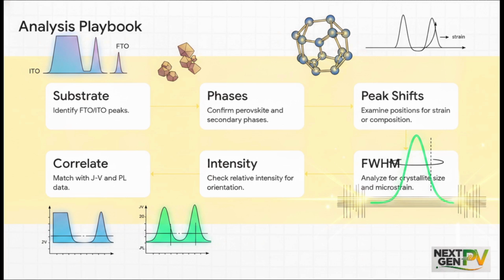Step 2. Confirm your desired perovskite phase and any secondary phases like PbI₂. Step 3. Carefully examine your peak positions for any shifts that might point to strain or compositional changes. Step 4. Analyze the full width at half maximum, or FWHM, to evaluate size and strain. Step 5. Check those relative intensities to see if your crystals have a preferred orientation. And finally, Step 6. Correlate this structural data with your optical and electrical data, like JV and PL measurements. Make sure no data point is missed.